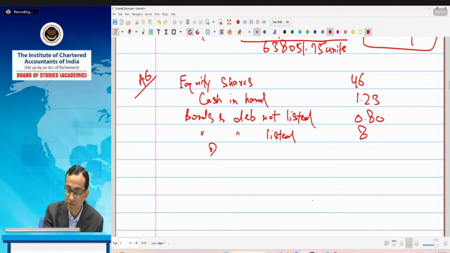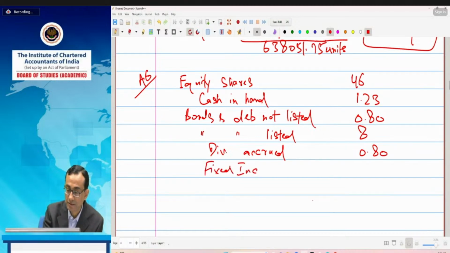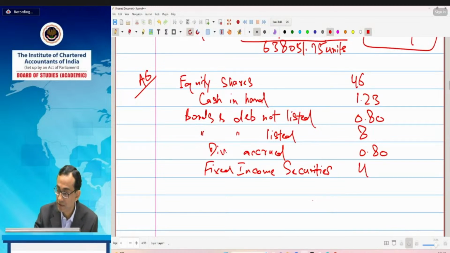Dividend accrued, it is 0.8. And fixed income securities 4.5. Let us add all these figures.